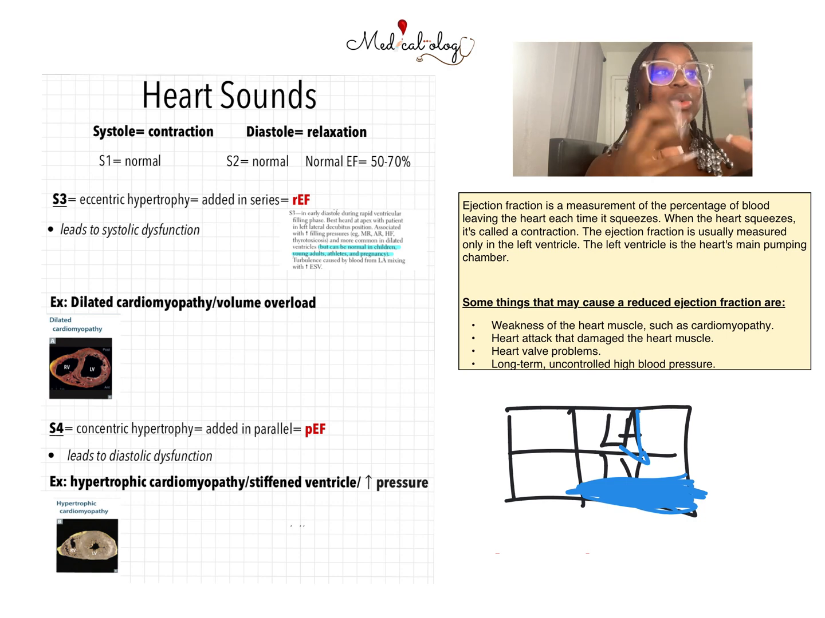Guys, hopefully this was helpful and I clarified the S3 and S4 sound, and hopefully you can use the mnemonics to get these free points on test day. I'm going to do a cleaner version on the next slide, and give you guys recall questions to see if you remember what is the difference between S3 and S4 sounds.